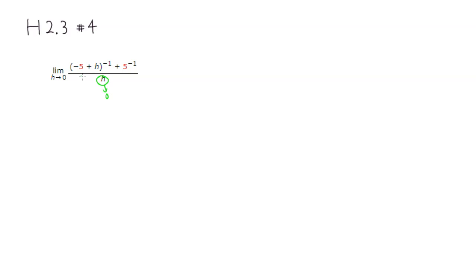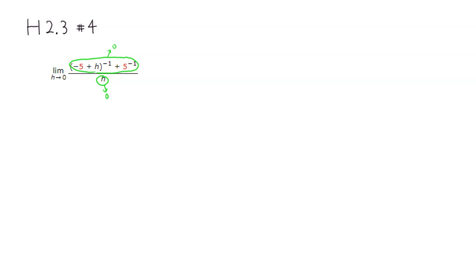Then you have a negative, so h is going to be 0, negative 5 to the negative 1, so it's going to be negative 1/5, plus positive 1/5 is going to go to 0. So as we expected, the numerator also approaches 0.